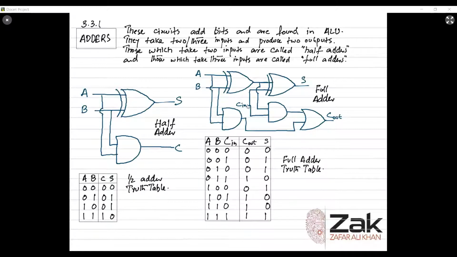Whereas with the addition of the third input, C is being ANDed and then ORed with the previous carry to find the carry output.